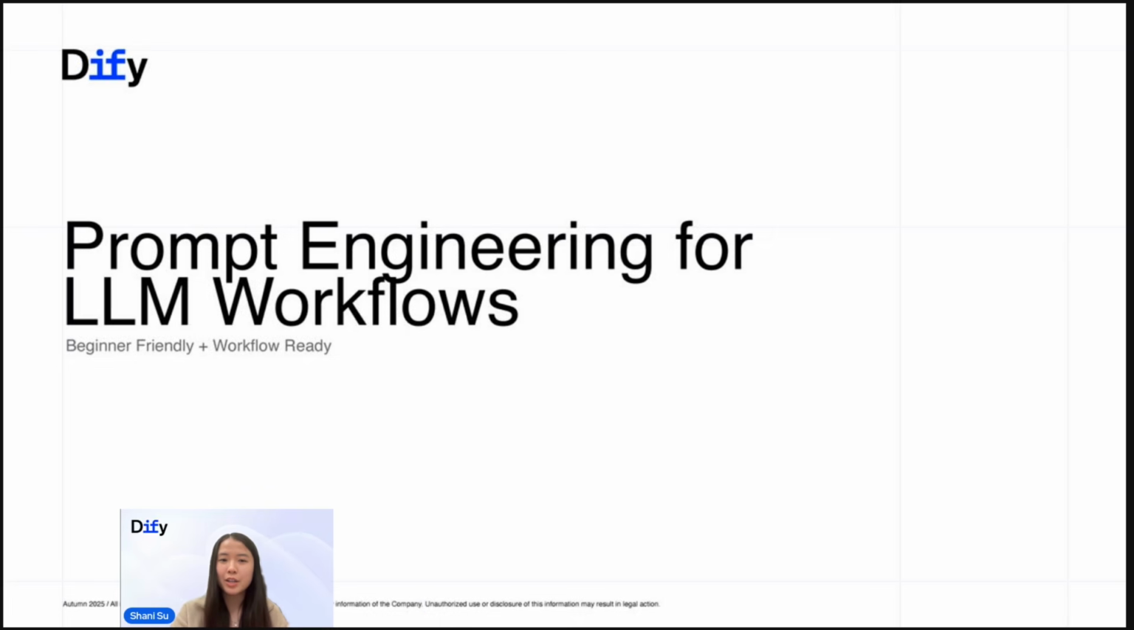shot at prompt engineering and diving more into that in our LLM workflows. Great. So we're trying to make prompt engineering something that's both beginner-friendly and workflow-ready.